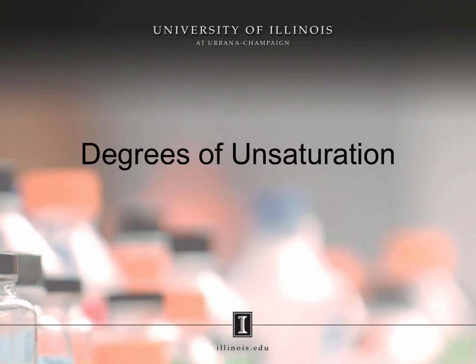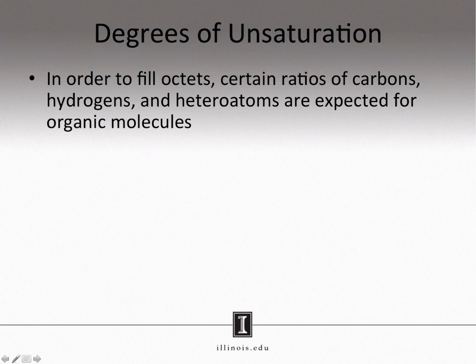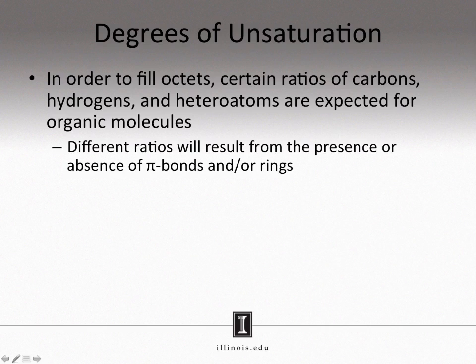Degrees of unsaturation. Before we begin solving our first full spectroscopy problems, we need one more tool in our toolbox. The degrees of unsaturation of a compound is a very quick piece of information to learn about a molecule, but also very important. In order to fill octets, a molecule must possess certain ratios of carbons, hydrogens, and heteroatoms. Different ratios of these atoms will result from the presence or absence of pi bonds and/or rings.